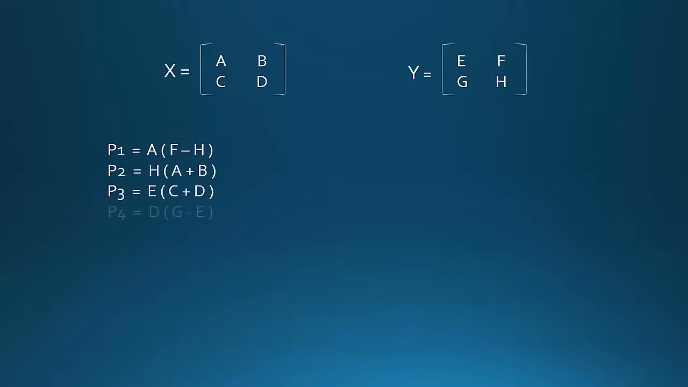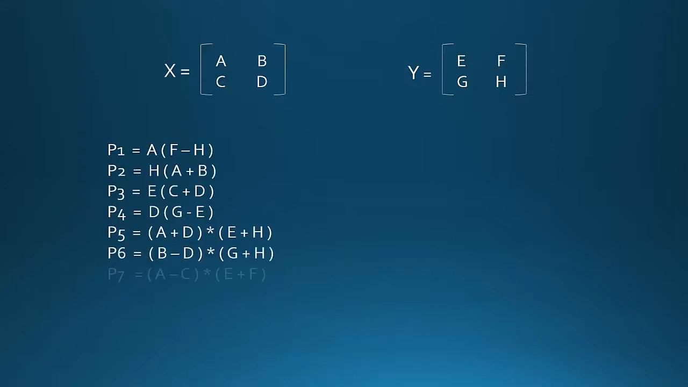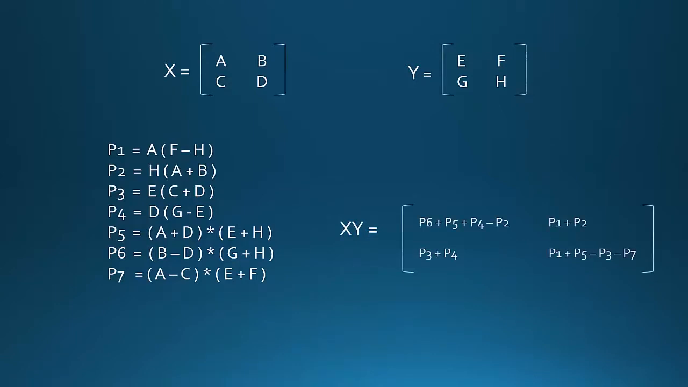In Strassen algorithm we have basically two matrices: X with elements A, B, C, D, and another matrix Y with elements E, F, G, H. Then we have these 7 formulas P1, P2, P3 till P7, and using these 7 formulas we derive the product of the matrix X and Y. The complexity of Strassen algorithm is big O of n square.